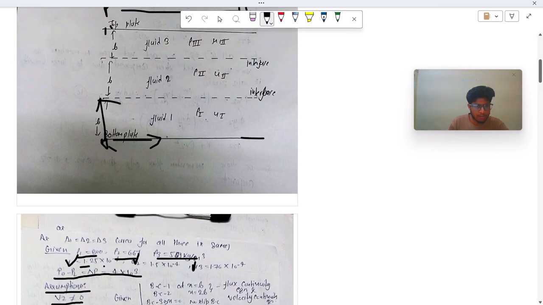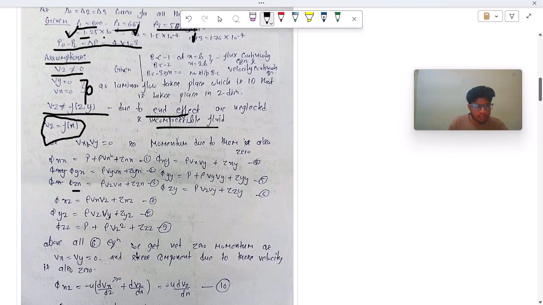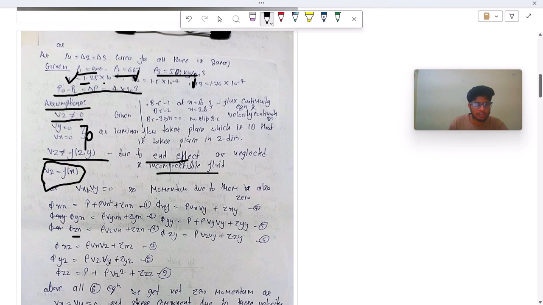It means when you move in this direction, we have variation of our velocity. There is velocity 0 at the wall, then there is some velocity, and somewhere a maximum velocity will occur, and at that point the velocity is again 0. And we have to take the assumptions, these are the boundary conditions, as we have assumed that flux continuity equation is followed.